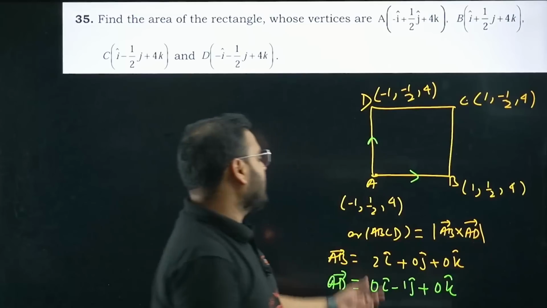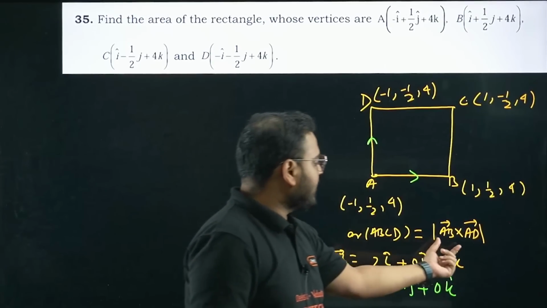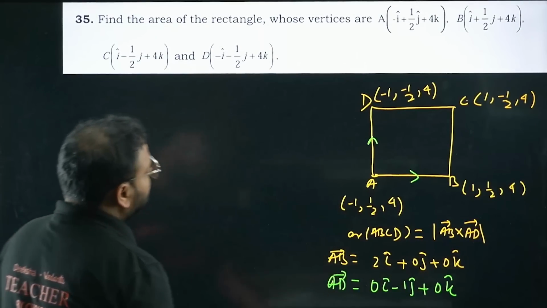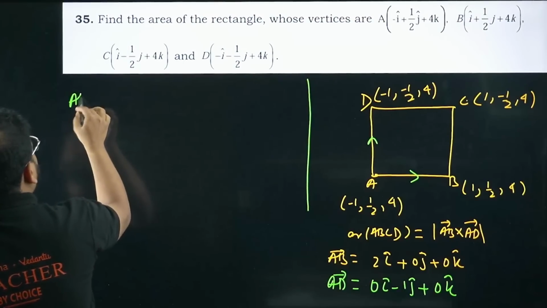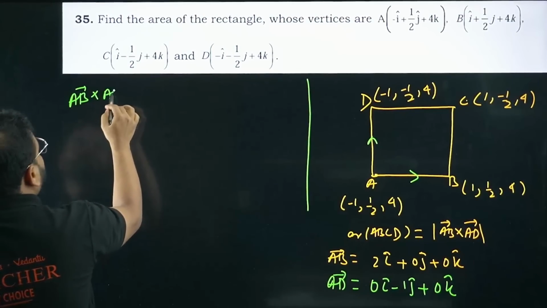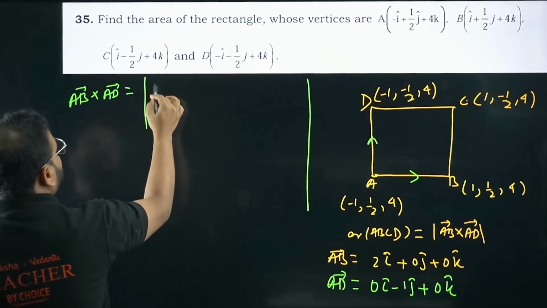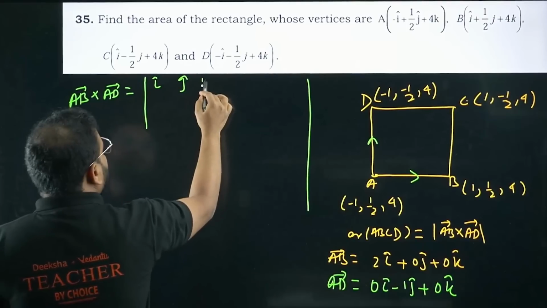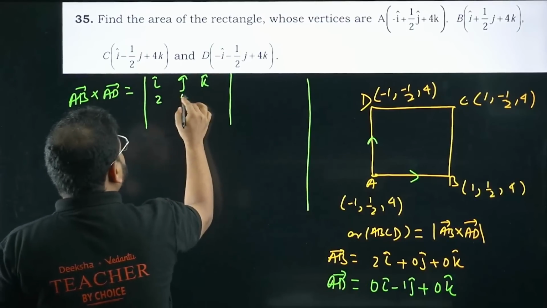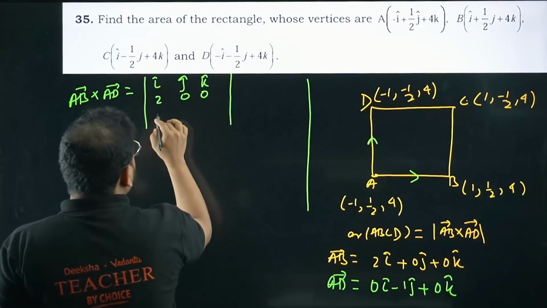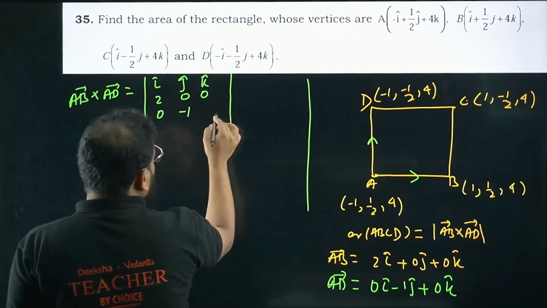What is the question? Find the area. Okay. How do you find the area? Using the cross product with the modulus. So find the cross product first. Right here, AB cross AD will turn out to be, have a look, i cap, j cap and k cap respectively. What we get? First one 2 0 0. Second one is 0 minus 1 and 0.